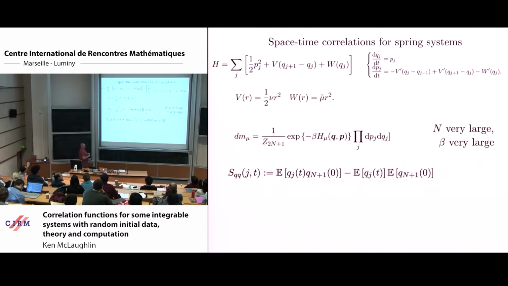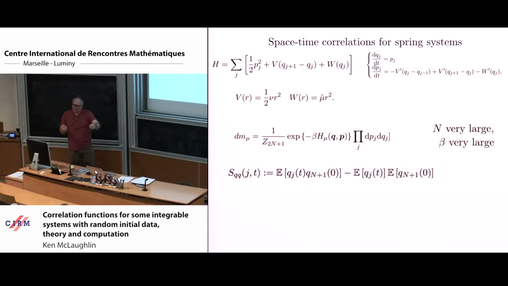And n is supposed to be large, and actually beta is supposed to be large. And then you want to see how the solution at time t is correlated to the solution at time 0, and it's space-time. So solution at site j at time t, how is that correlated to solution at the middle of the chain at time 0? That's the question, okay? And that's what's written there. SQQ is the position correlation function, okay? SPP is with momentums, the velocities.